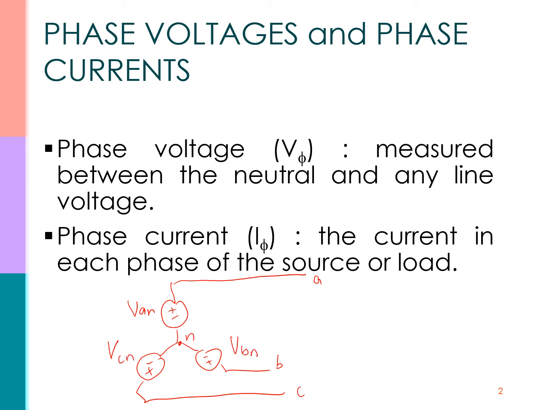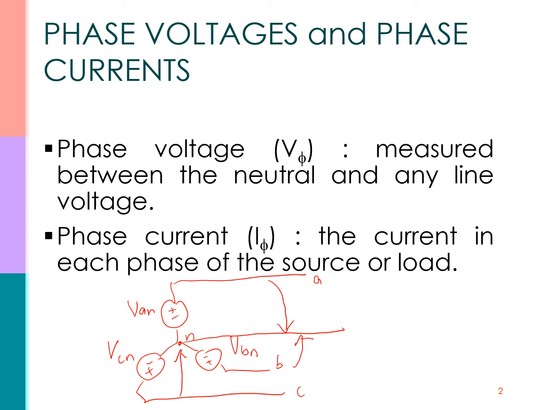So the phase voltage is measured between the neutral and any line. This is the neutral line. VAN we measure from line A to neutral. VBN we measure from line B to the neutral line, while VCN we measure from line C to the neutral line. And phase current is the current in each phase of the source or load.